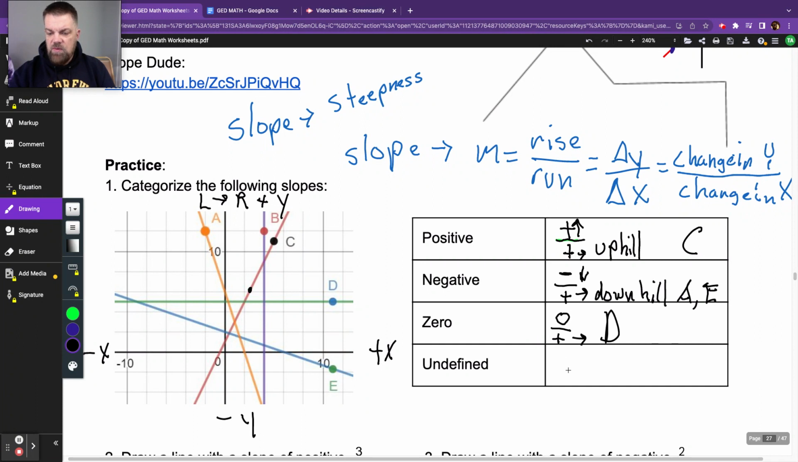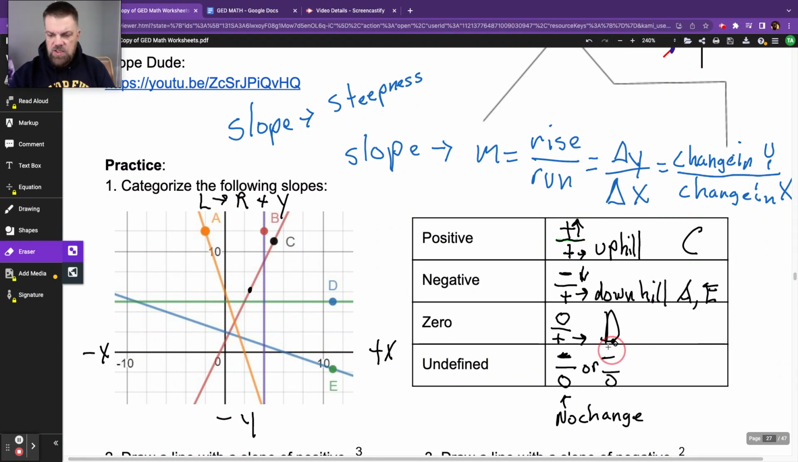So now undefined. Remember that an undefined fraction could have a negative in the top, but it has a 0 in the bottom, or you can have a positive in the top and a 0 on the bottom. So this means no change in the x direction. It doesn't change left or right. Which one does not change left to right? Yeah, B. B does not change left or right.